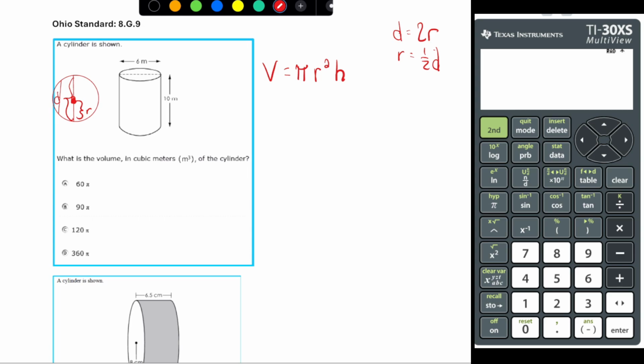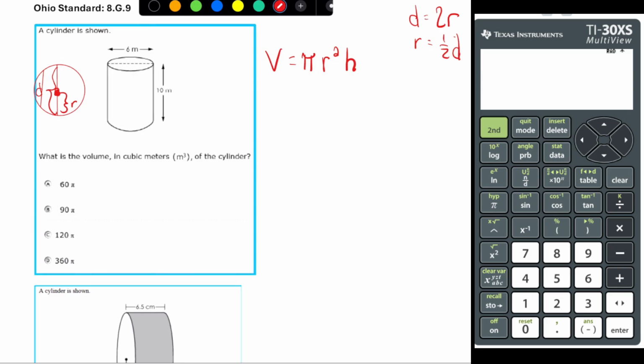So when I look at this cylinder, I have to look at this 6, and I have to say, is this a diameter or is this a radius? And you can see that the arrow points all the way from one end to the other. So that is the diameter. So I have to halve that 6 to get my radius. That makes my radius 3, R equals 3. My height is 10. So now we just plug it in. V equals pi times 3 squared times 10.